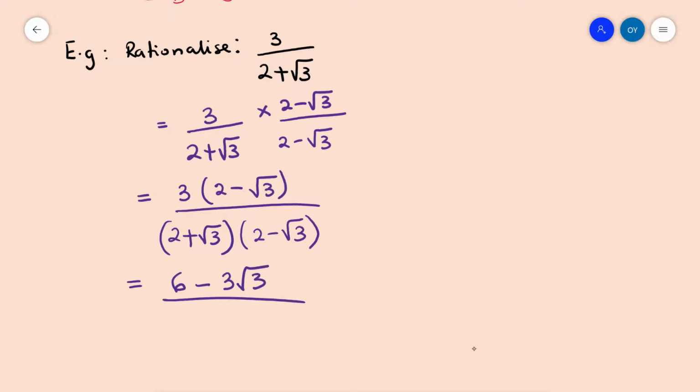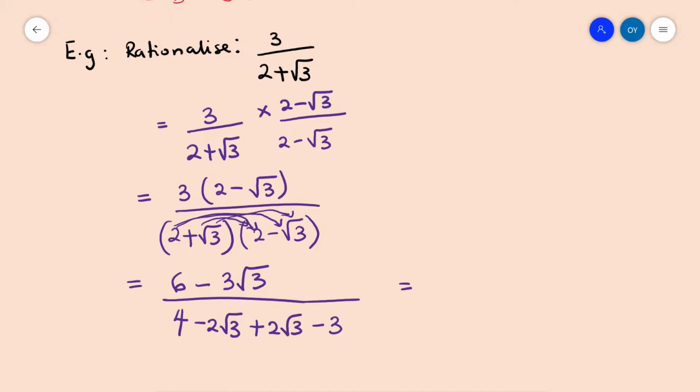Then we expand the bottom, we have 2 times 2, we have 4. Then 2 multiplied by negative root 3, we have negative 2 root 3. Then positive root 3 multiplied by 2, we have plus 2 root 3. Then we have positive root 3 multiplied by negative root 3, we have negative 3.